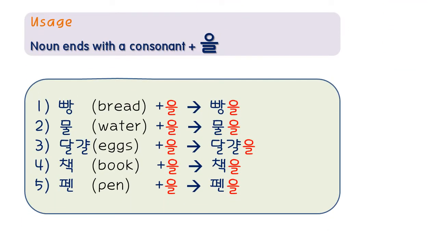Alright, so here we see these examples. We have 빵을, 물을, 달걀을, 책을, 펜을. So when we add 을, it makes the noun into the object of the sentence.